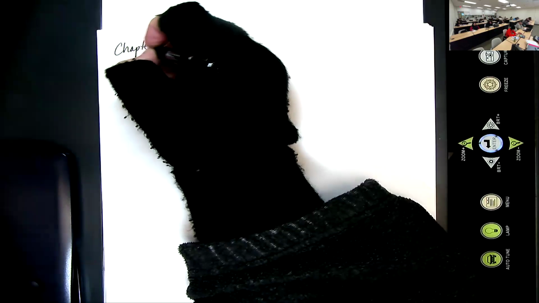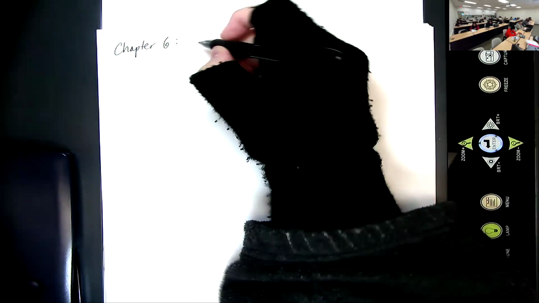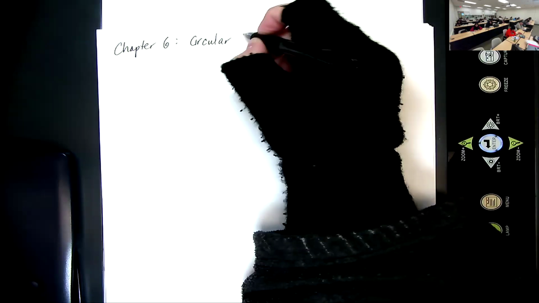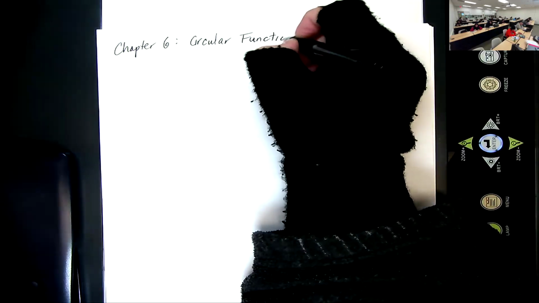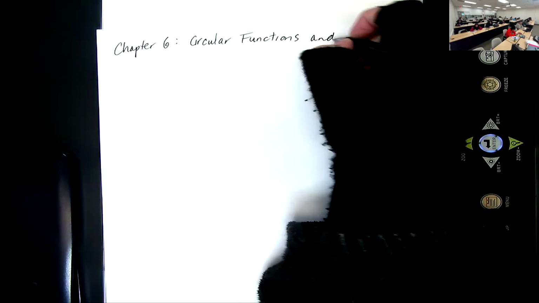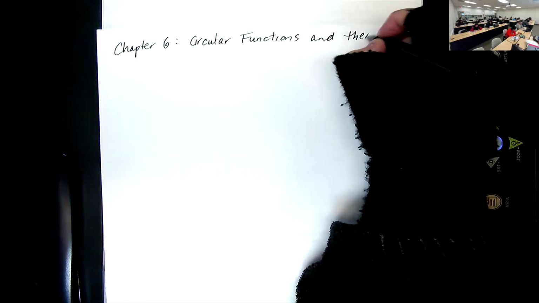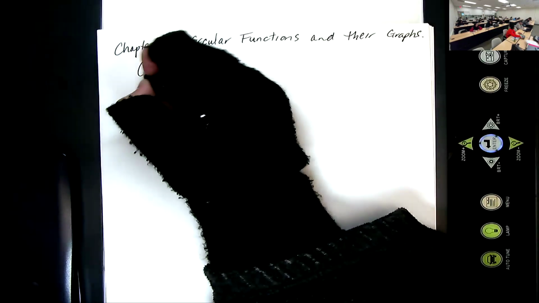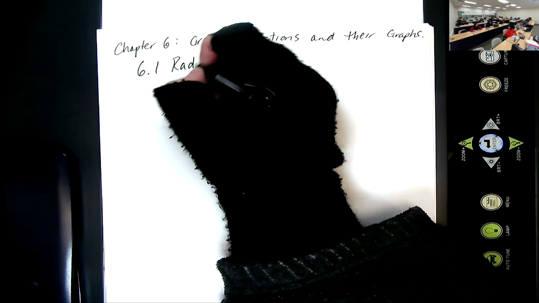Chapter 6 is on circular functions and their graphs. 6.1 is on something called the radian measure.